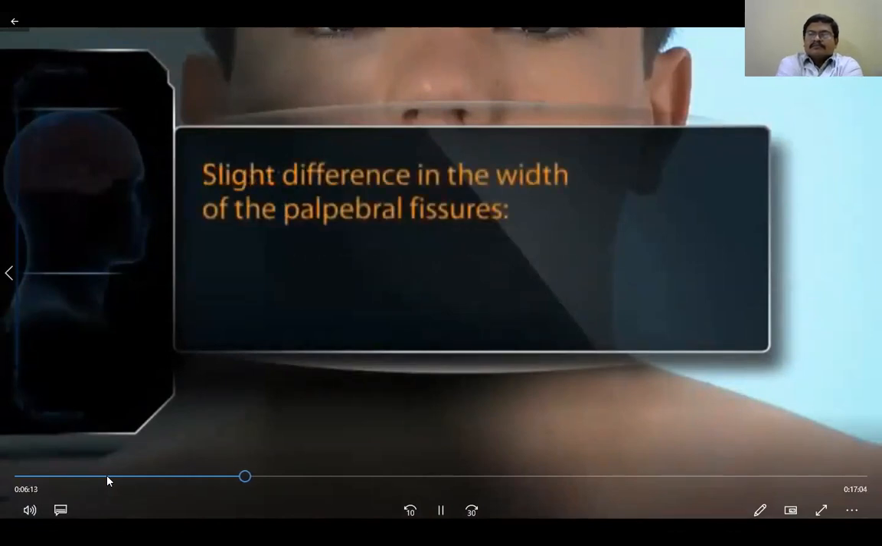Look for ptosis, which is drooping of the upper eyelids seen in palsy of cranial nerve 3 and myasthenia gravis. A slight difference in the width of the palpebral fissures may be normal variation in approximately 1/3 of all people.